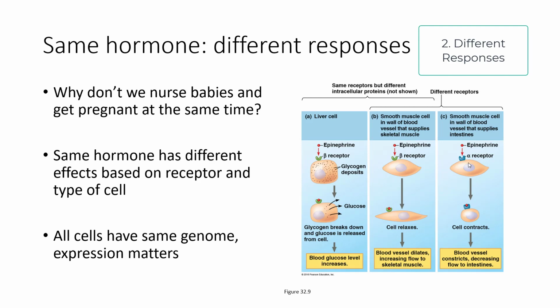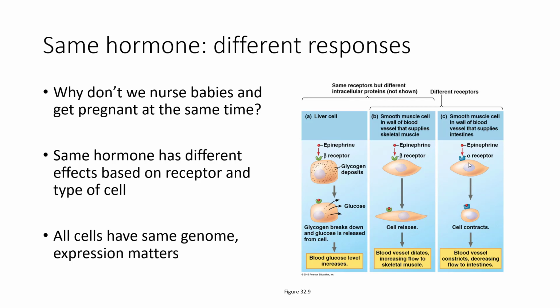Consider when epinephrine is received by a liver cell or by the smooth muscle cell in the wall of a blood vessel that supplies skeletal muscles. In both cases, epinephrine is received by a beta receptor. In the liver cell, glycogen is metabolized to glucose, which is released into the bloodstream to increase glucose levels. The smooth muscle cell in the wall of the blood vessel that supplies skeletal muscle doesn't have glycogen deposits. What it does is dilate the blood vessel, increasing the flow of blood to the skeletal muscle, thus giving the skeletal muscle more blood, which now includes more glucose.